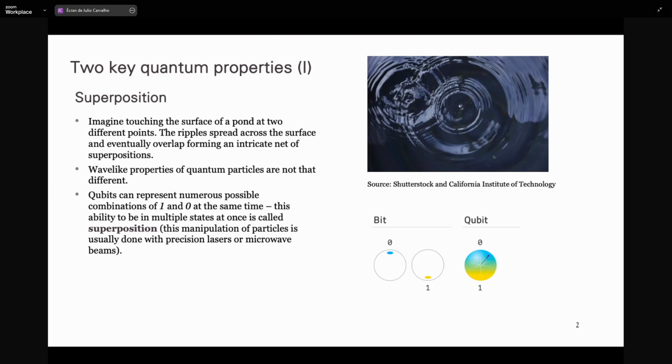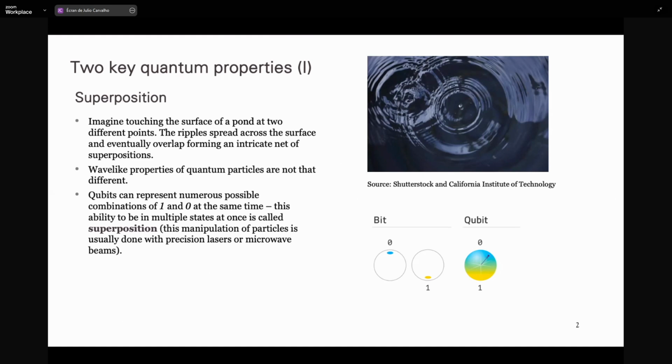So superposition, what's that? I think quantum waves demand a stretch of the imagination to fathom their spooky nature. Imagine touching the surface of a pond at two different points. The ripples spread across the surface and eventually overlap, forming an intricate net of superpositions. The difference between bits and qubits resembles that slightly, I think.